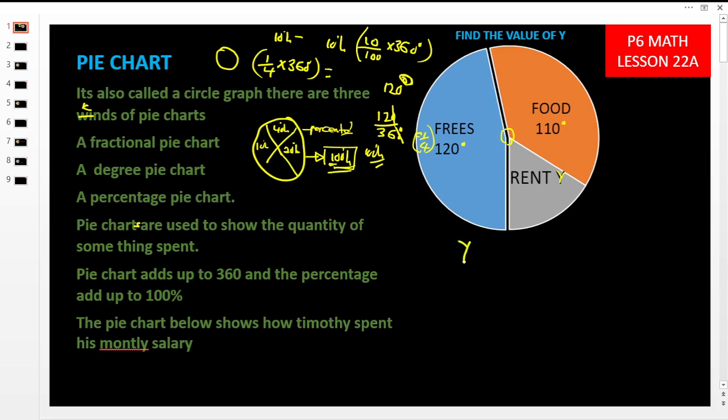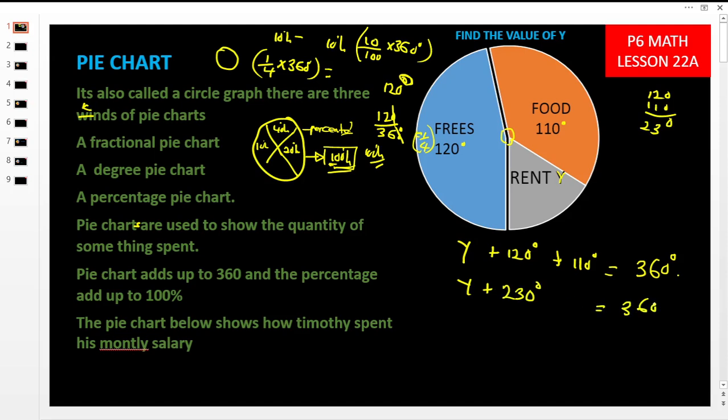So we start with our unknown, that is y. We add on 120 degrees, then we add on 110 degrees spent on food. The total must be 360. So y plus, let us add 120 plus 110, so it adds up to 230 degrees, giving us 360 degrees.